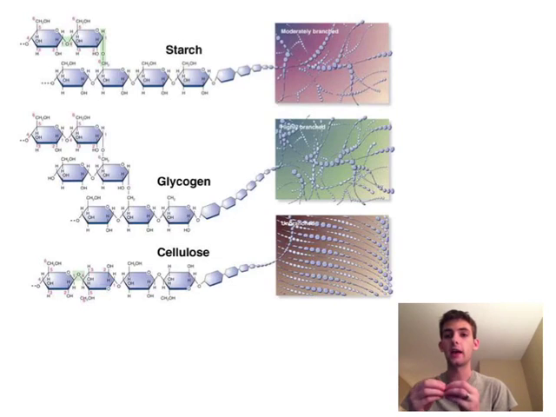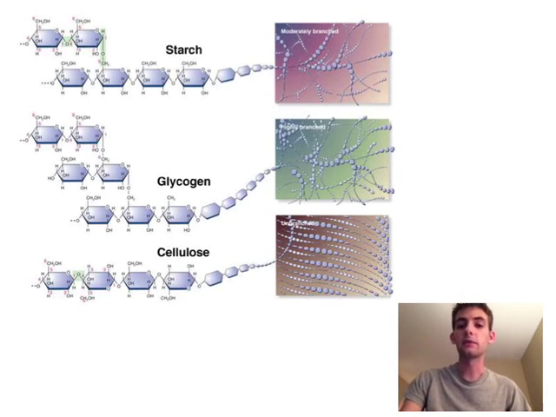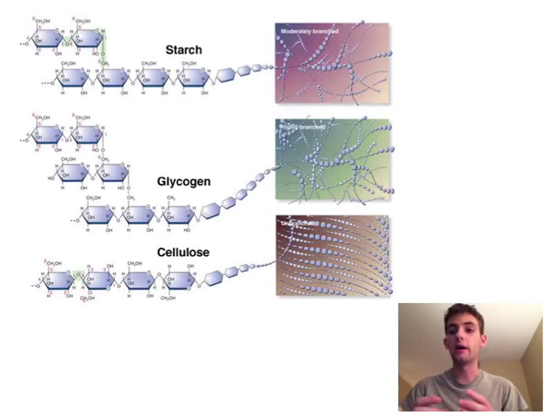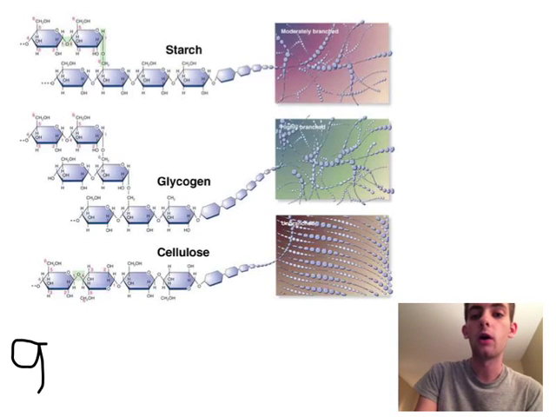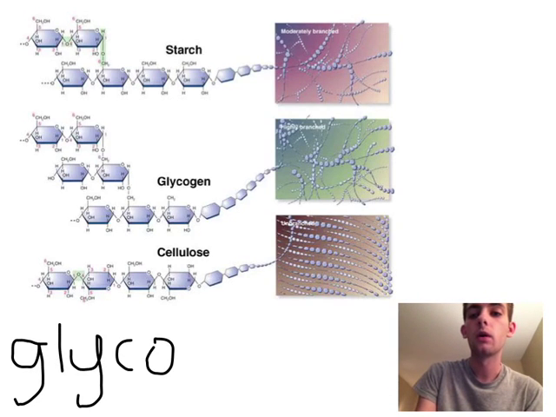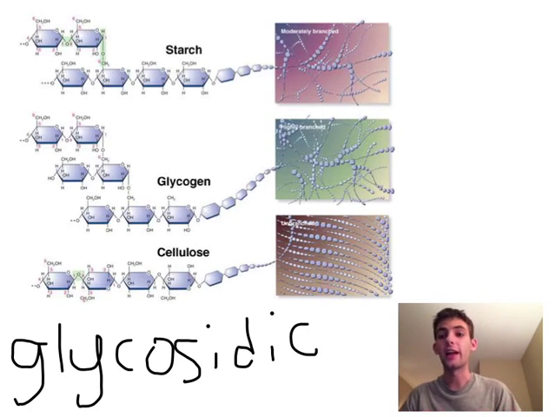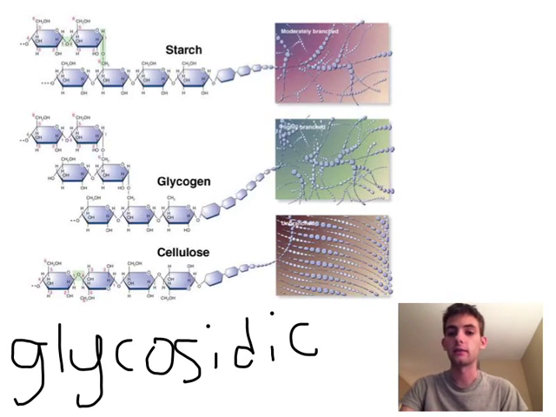When we start hooking together a bunch of glucose molecules, we can build what's called a polysaccharide. And we've talked about several examples of what polysaccharides are. There's a specific term to describe the bonds that occur that build a polysaccharide. And those are what we call glycosidic linkages or glycosidic links. Those are the bonds that hook together monosaccharides. We're going to focus specifically on glycogen, starch, and cellulose.